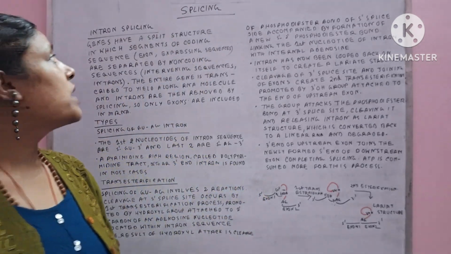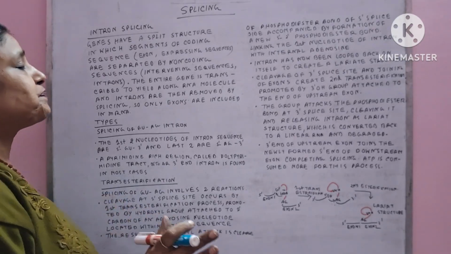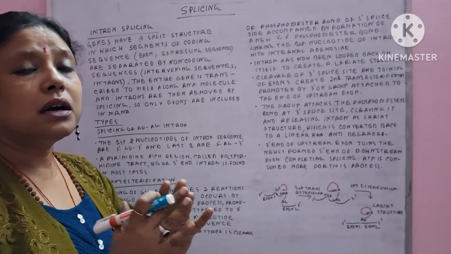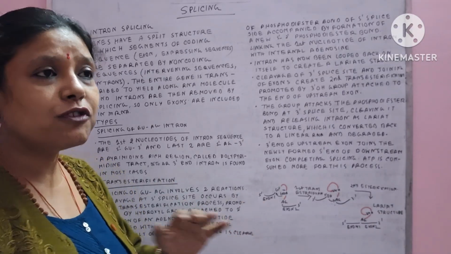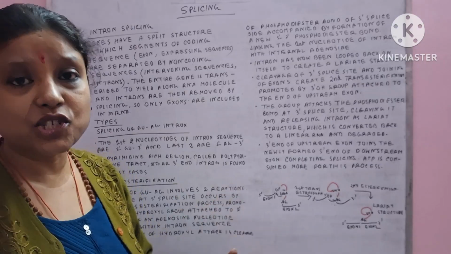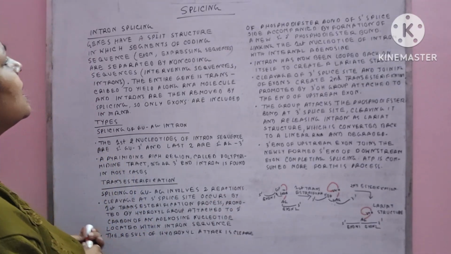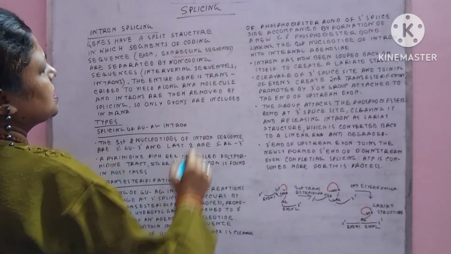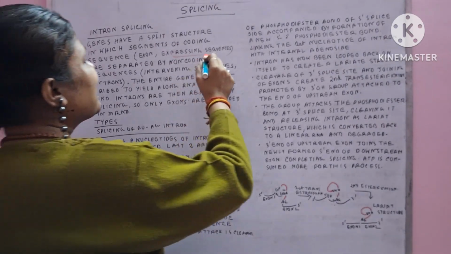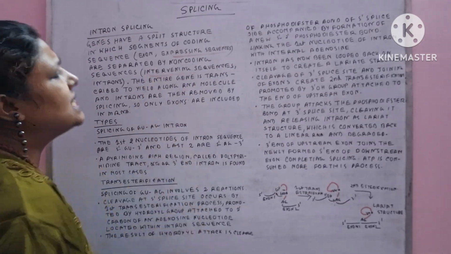Now let's start. So what is splicing? Splicing is the joining of exons and the releasing of introns. First we have to understand what exons and introns are. Exons are called the expressing sequences, and introns are called the intervening sequences.